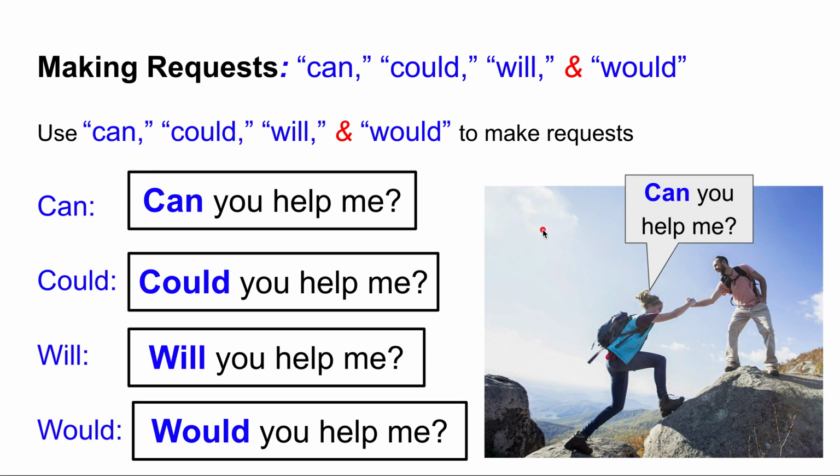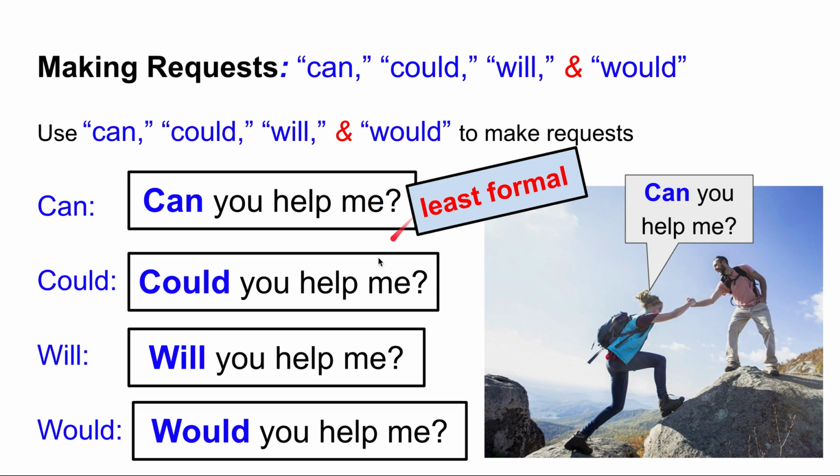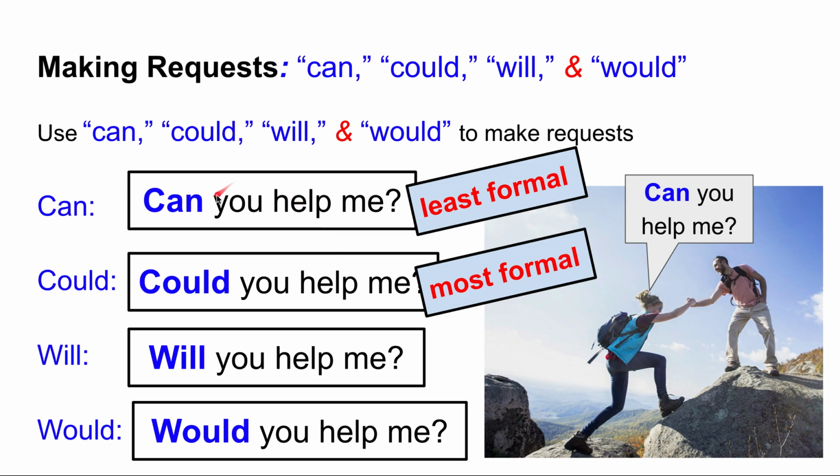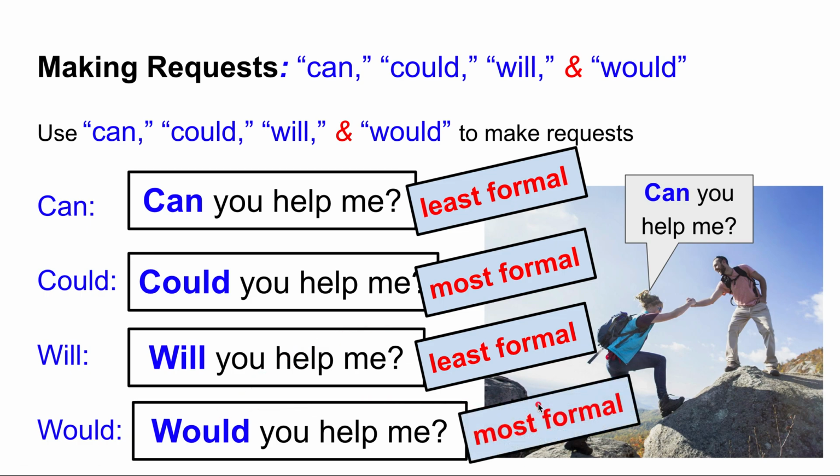There are certain rules of formality. We talked about backshifting. So, for example, can is least formal, but the backshifted modal, could, is most formal. I would use could you help me if I'm talking to a teacher or a boss or a stranger, but I use can you help me if I'm talking to a friend. Likewise, will you help me is also least formal. I use that with friends, but would you help me is most formal because it's backshifted from will.